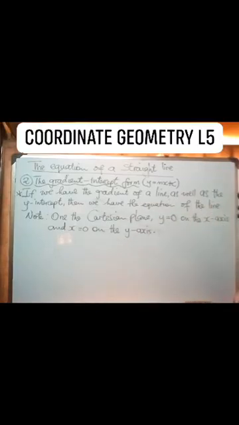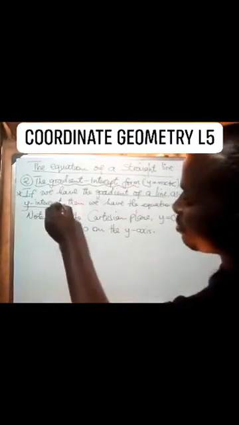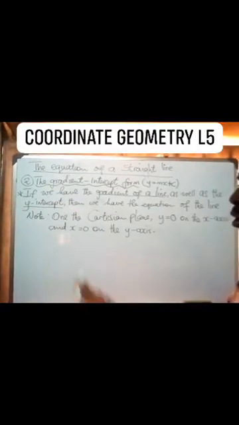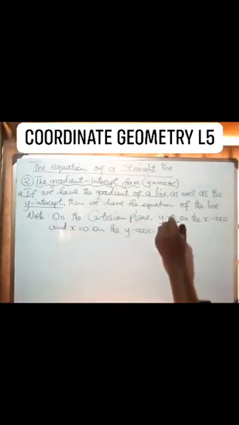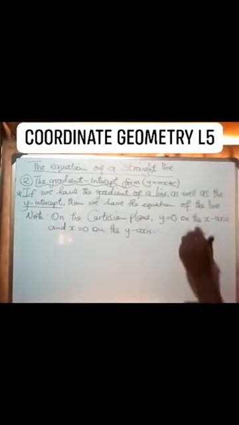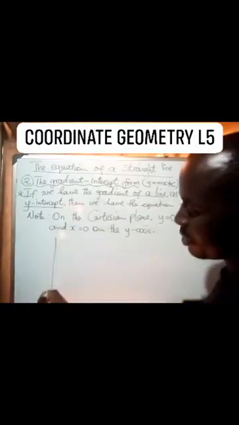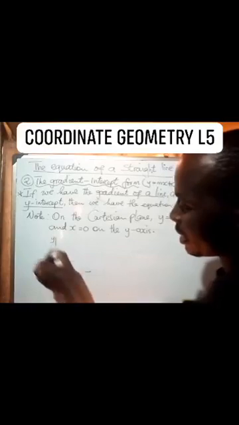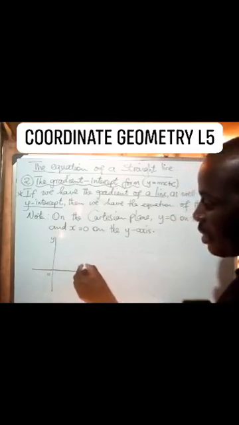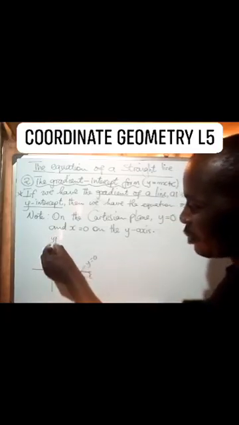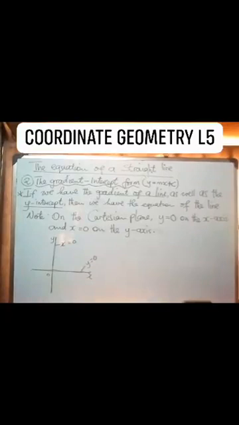So the equation of the line can be found if the gradient is given as well as the y-intercept is known. Not 1. Okay, I've written 1 but it is supposed to be 0. On the Cartesian plane, y is equal to 0 on the x-axis, and x is equal to 0 on the y-axis. We mean this: this is the y-axis, this is the x-axis. So the value of y on the x-axis, y is equal to 0, and the value of x on the y-axis, x is equal to 0. This is the meaning.